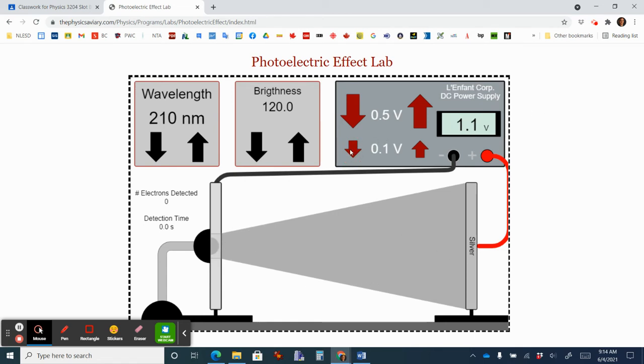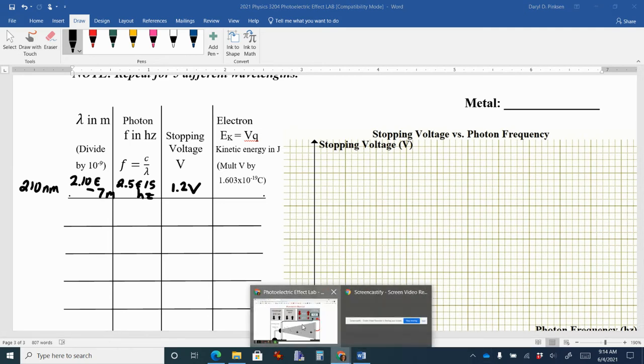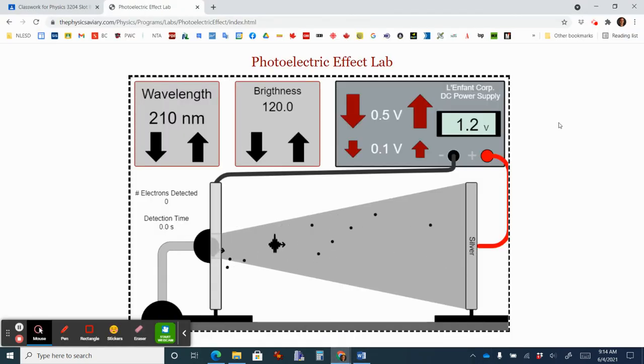1.1 is not going to be strong enough. They are going to get absorbed on the other side. So 1.2 volts is our stopping voltage. We'll go back to here. So that's 1.2 volts. What that's telling us is that the energy given to the electrons by this voltage is equal to the kinetic energy they have when they spring off that silver metal.